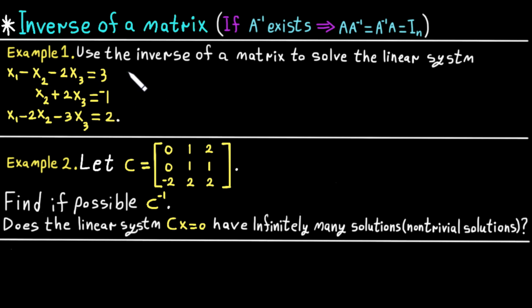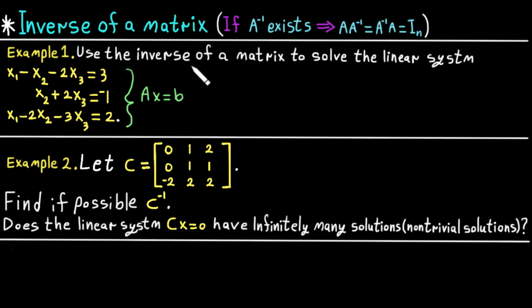So this system can be represented as AX equal to B. As we discussed before, you can write it as an augmented matrix. Then from the augmented matrix, you can solve it. But here, we will use the inverse of a matrix.